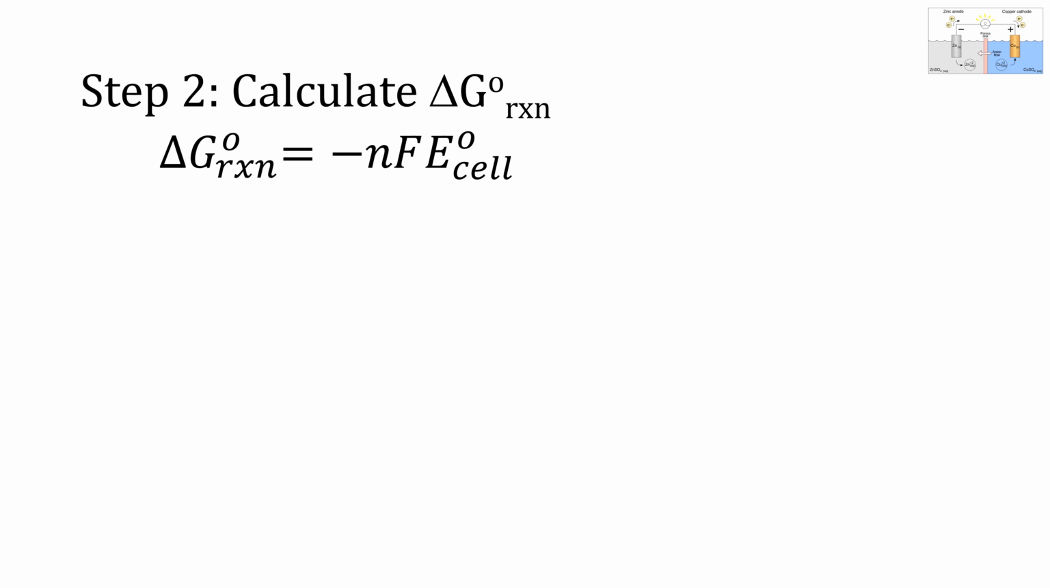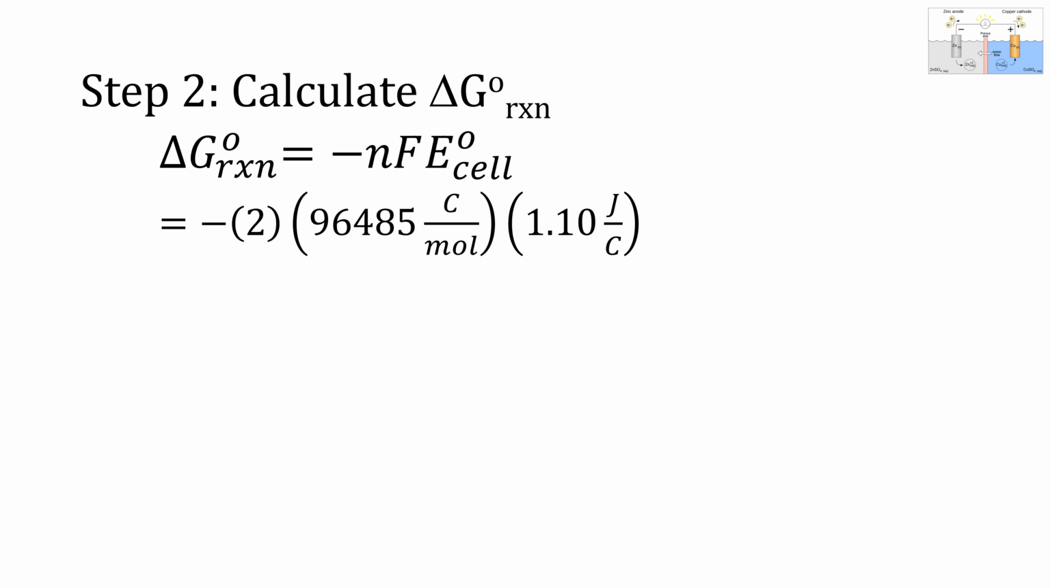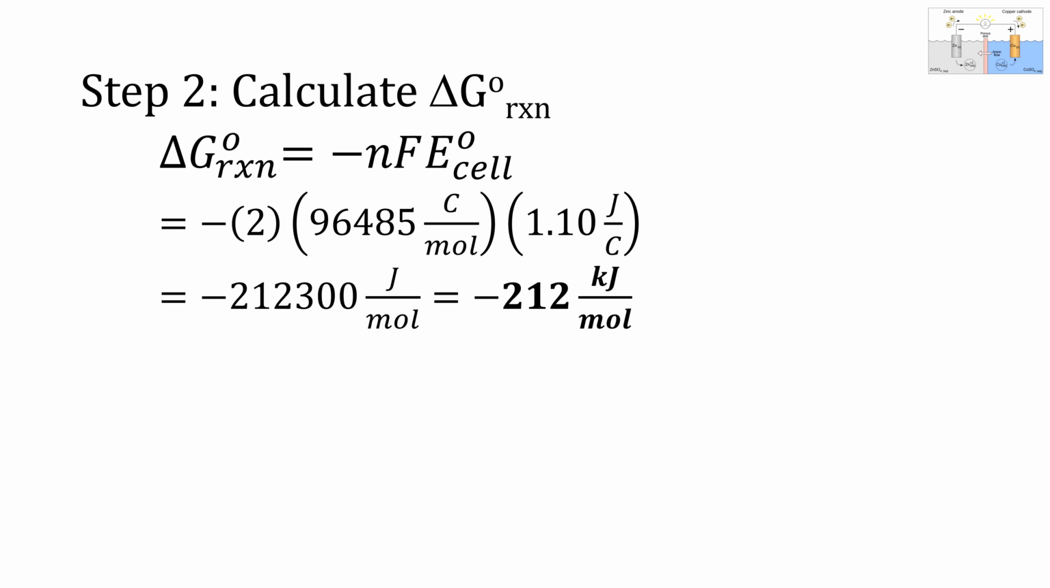In our second step then, to directly calculate Gibbs free energy of reaction, knowing our standard cell potential, we use this equation, delta G is equal to negative n times F times E, where n is the number of electrons transferred, which was 2, F is Faraday's constant, and the E°cell we determined previously to be 1.10 volts. The units of a volt are joules per coulomb, and so when we apply these units to this equation, we find an overall delta G of reaction of negative 212,300 joules per mole, or negative 212 kilojoules per mole.